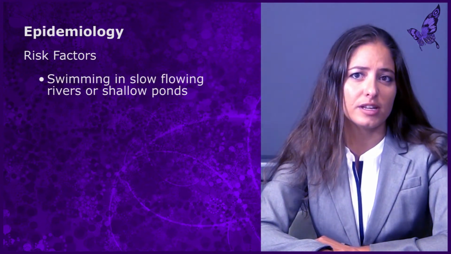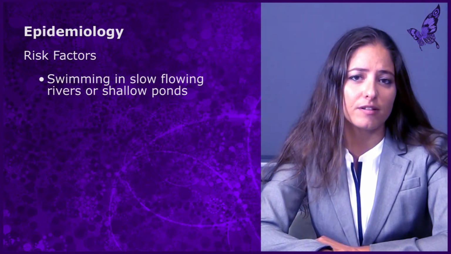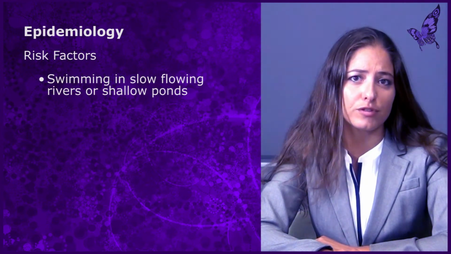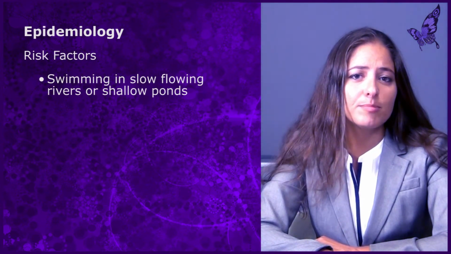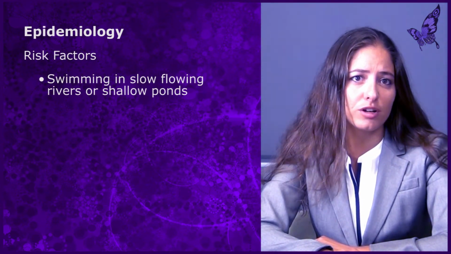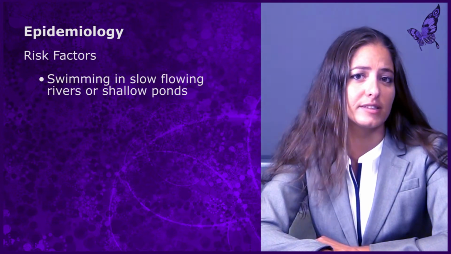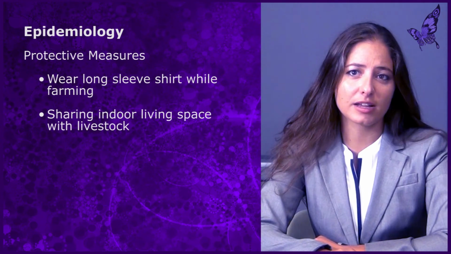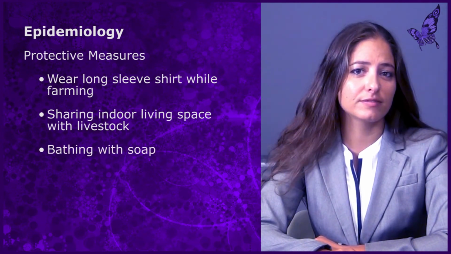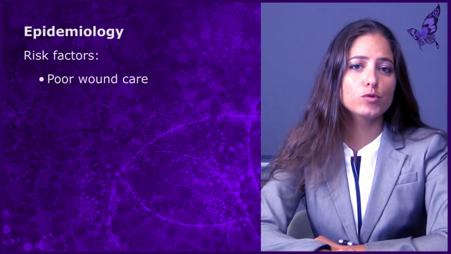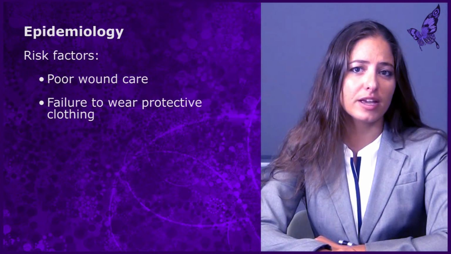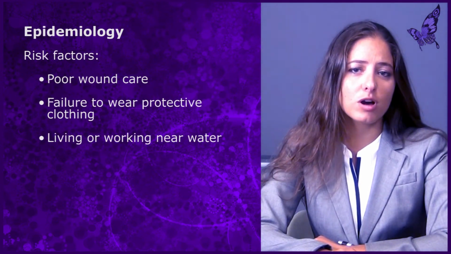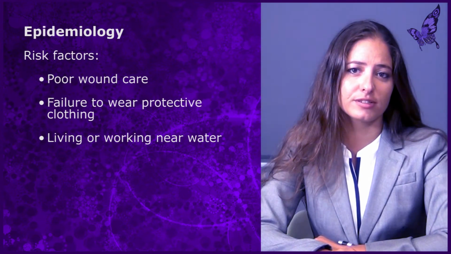A case control study in three endemic countries in Africa found that swimming in slow-flowing rivers or shallow ponds is an independent risk factor in contracting Buruli ulcer with an odds ratio of 2.69. The same study reports that wearing long-sleeve shirt while farming, sharing indoor living space with livestock, and bathing with soap can be protective. A recent review by Jacobson concluded that poor wound care, failure to wear protective clothing, and living or working near bodies of water are commonly identified risk factors.